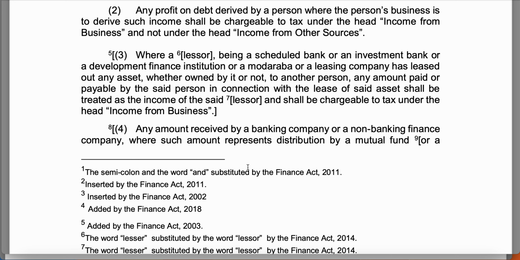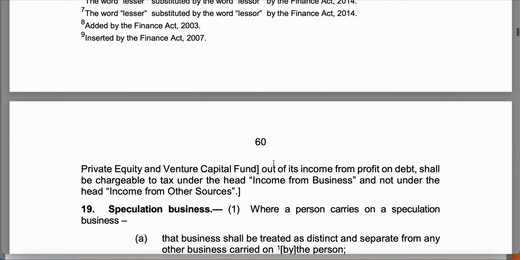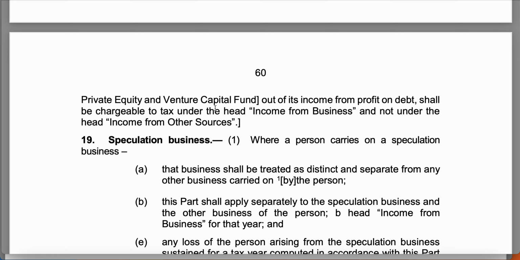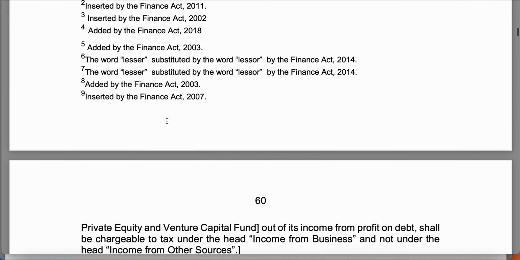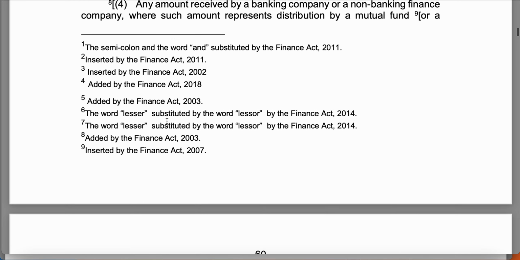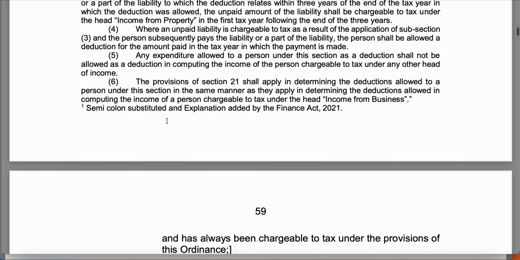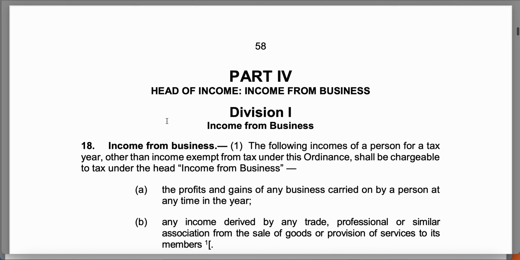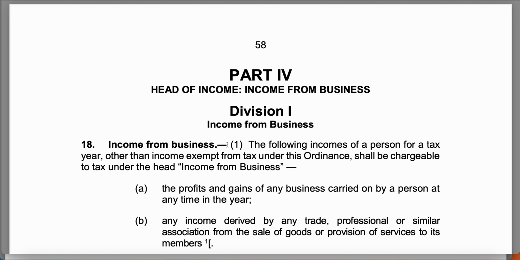Any amount received by a banking company or non-banking company, where such amount represents distribution by a mutual fund or a private equity fund, meaning profits that are given out by private equity funds, venture capital funds, or business funds, to banking companies, since they regularly invest their surplus money, will come under the head income from business and not under the head income from other sources. In the previous tax law, Income Tax Ordinance 1979, as opposed to Income Tax Ordinance 2001, these questions were unanswered, so banks were able to split their income under different heads and lower their tax liability. By mentioning them in this section 18, this practice has been stopped, and now when a bank fills out its tax return, it has to follow these rules.